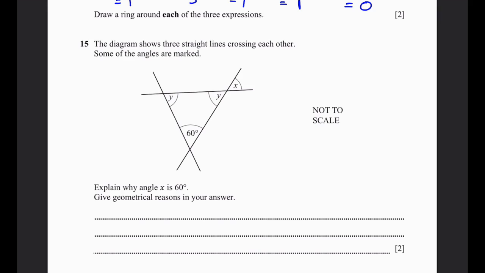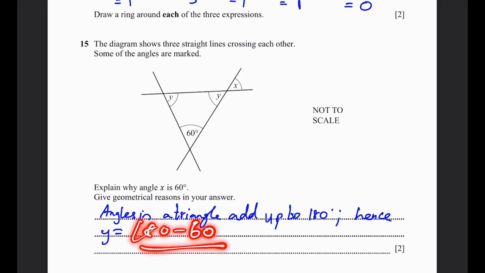The diagram shows 3 straight lines crossing each other like that. Some angles like these are marked. Explain why angle X is 60 degrees. Give geometrical reasons in your answer. So, angles at triangle add up to 180 degrees. Hence, y equals 180 minus 60 by 2, because these three add up to 180 degrees. That'll be 120 by 2, which is 60 degrees.